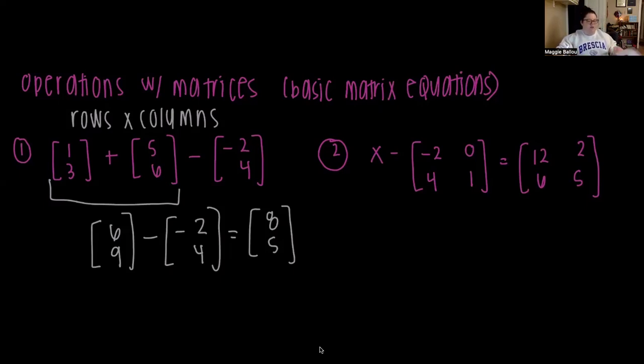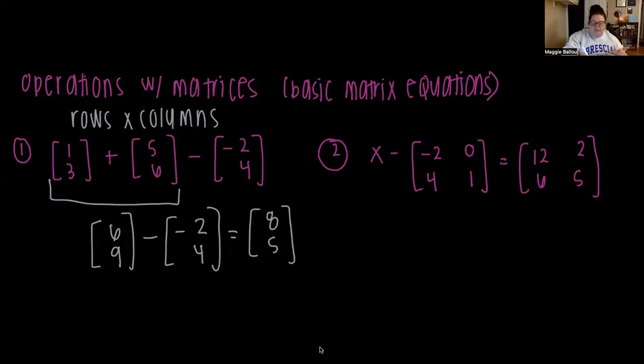Okay. So now we're going to talk about basic matrix equations. So for number 2, I can see x minus a matrix is equal to a matrix. So the x is going to represent an unknown matrix. So I need to solve for it and figure it out.